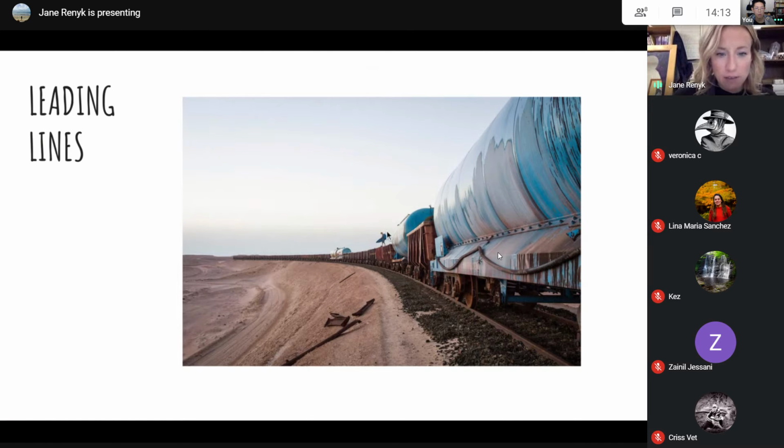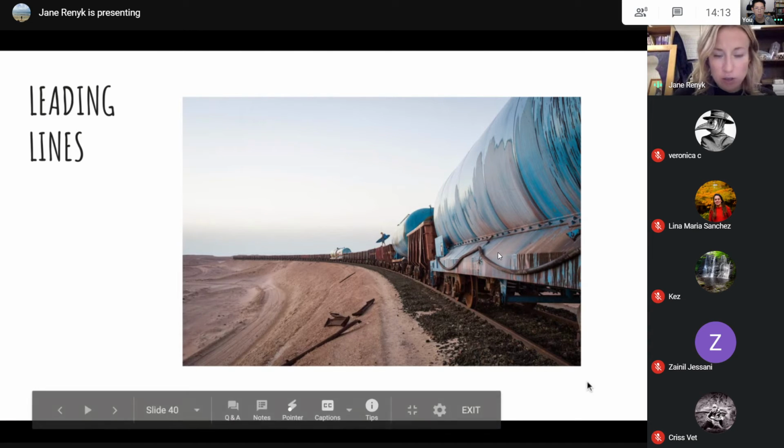Leading lines again, we have a surfer here. So start to look for lines that are naturally occurring in your shot that lead you to a subject.